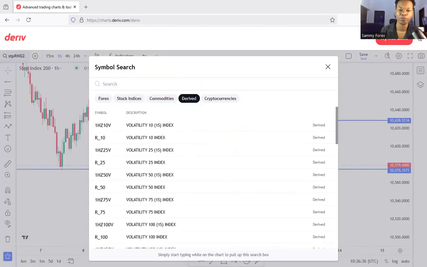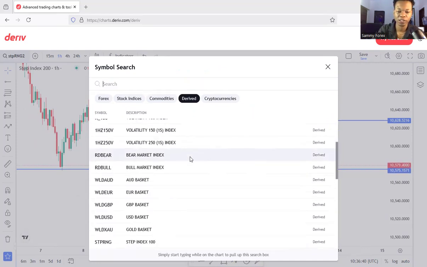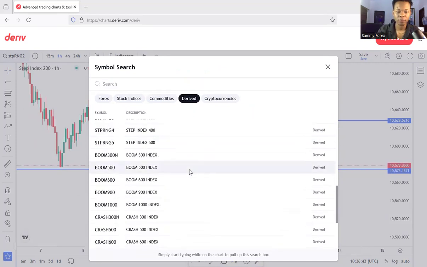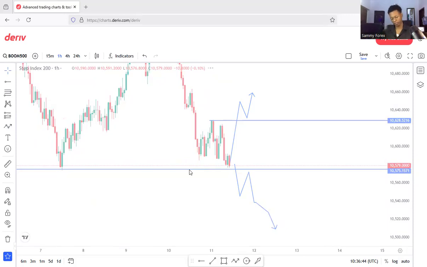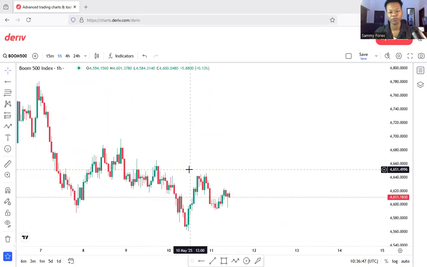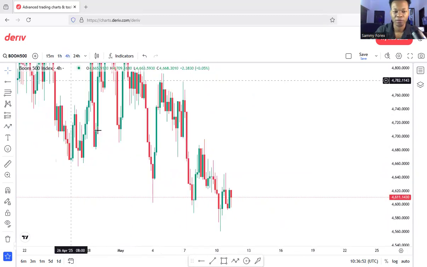So we'll be going down to the Boom. Where are my Boom traders? Boom 500 Index. So we're going down to the Boom 500 Index. These are the pairs you'll be looking out for the week. Trade it with careful, patient, disciplined confirmations.